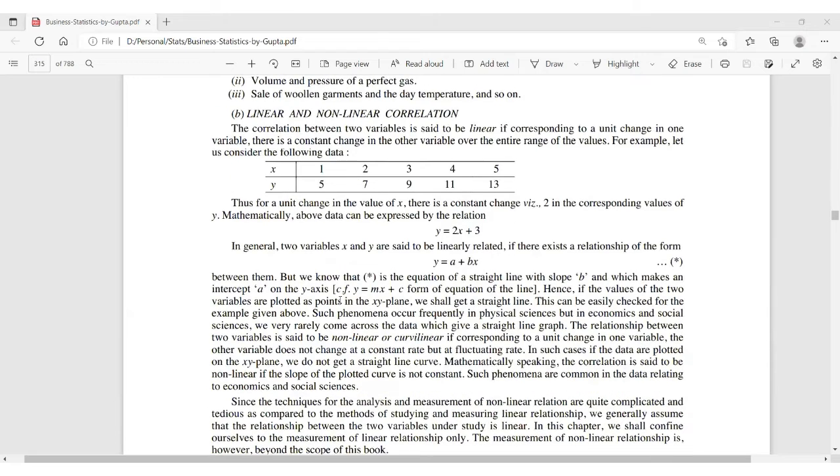Linear and non-linear relation. If the graph of two variables goes in a straight line, then it is linear. If it is not in a straight line, then it is non-linear, right? Yeah. Okay.